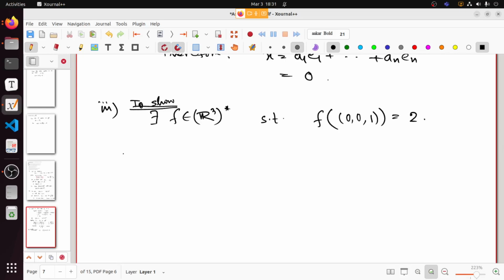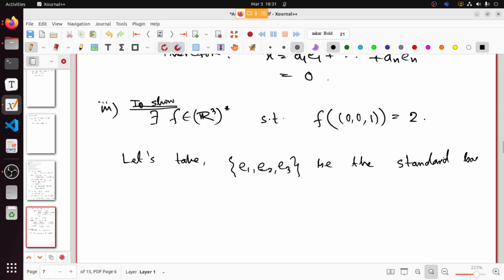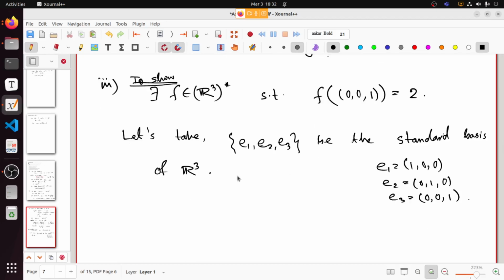Because we want a linear functional, it's enough to define it on the basis, and from there we can extend it linearly, right? And what are the bases for R3? Let's take the standard basis E1, E2, E3, the standard basis of R3. What is E1? E1 is (1, 0, 0), right? E2 is (0, 1, 0), and E3 is (0, 0, 1). So these are the basis for R3. So it's enough to define it on the basis vectors, meaning on E1, E2, E3.